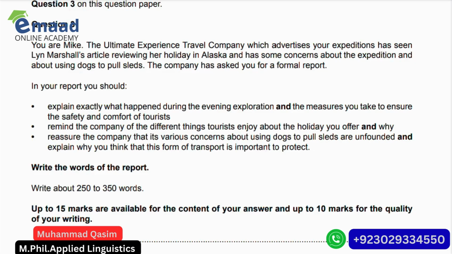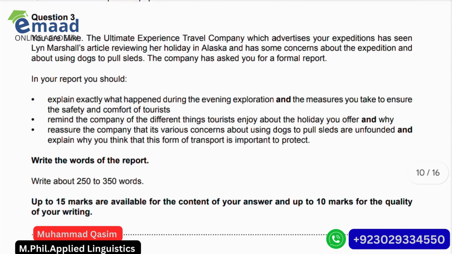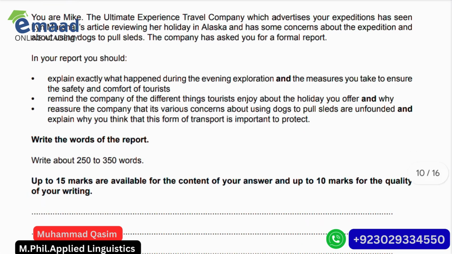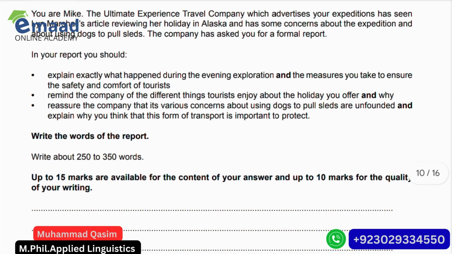Remind the company of the different things tourists enjoy about the holiday you offer and why. Reassure the company about its various concerns about using dogs. So you must fulfill all the requirements given in the rubric of the question. Do not leave any point unaddressed, and write a report of about 250 to 350 words. 15 marks are there for content and 10 marks for the quality.